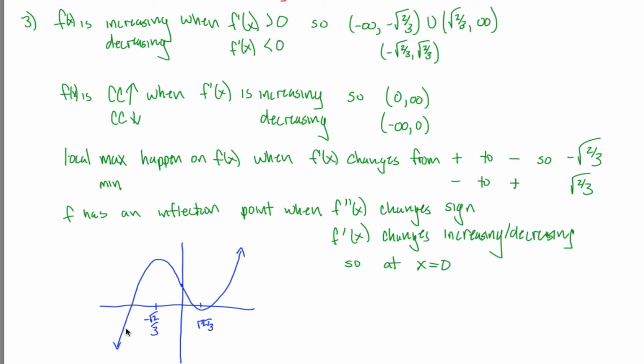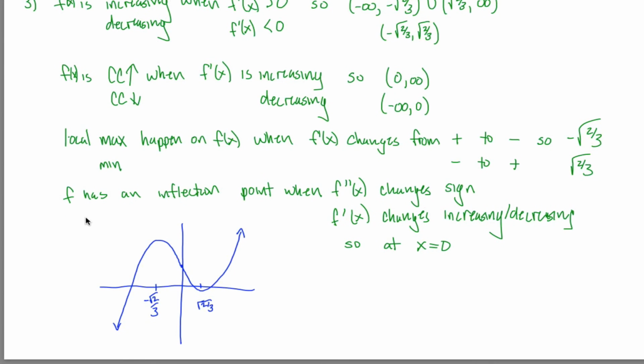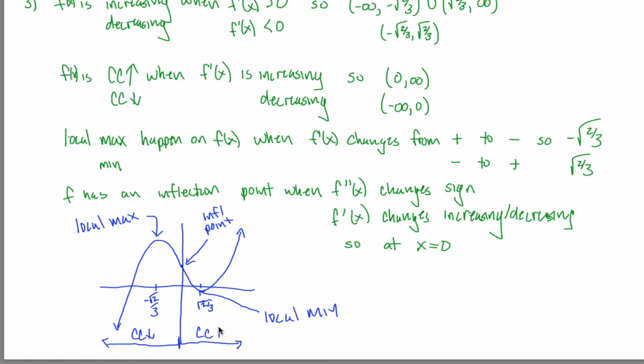So check out this shape. Looks like an upside down bowl. It's concave down. Local max happens at the negative square root of 2/3. Yep, local max. Local min, maybe I'll label all these guys. Local max, local min. We have an inflection point where it switches from concave down to concave up, right here. And then I'll say in this direction, it is concave down, whereas in this direction, it is concave up.